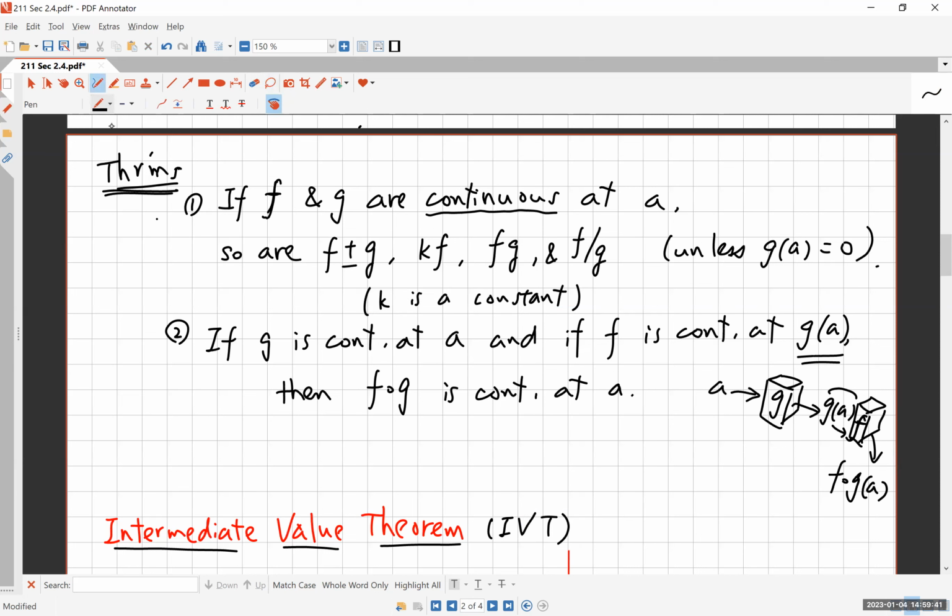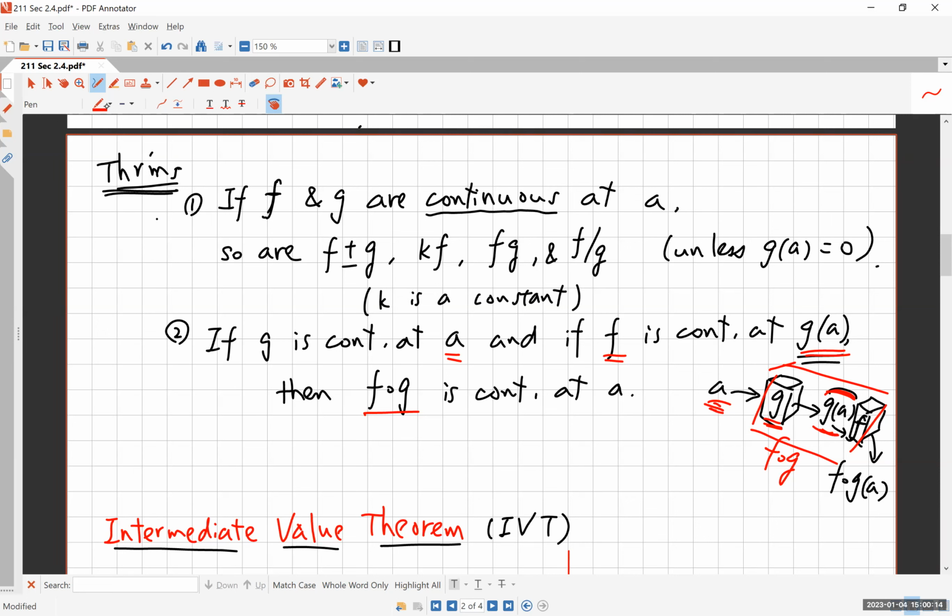Okay, so let me illustrate. If g is continuous at a, and that produces g of a, which is now thrown into a new function f, the second function, and now of course I'm talking about the composition of two functions. If f is continuous at this new input called g of a, then remember f of g, the composition of these two functions, is continuous at the input value of a.